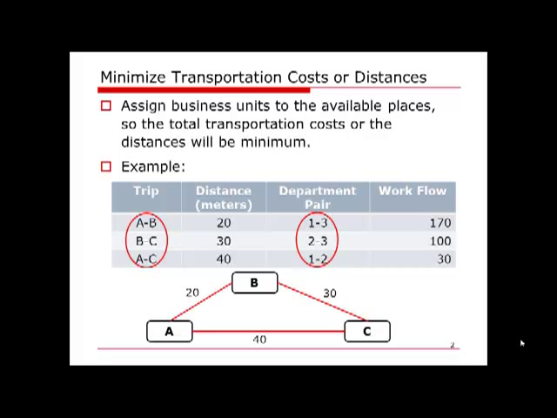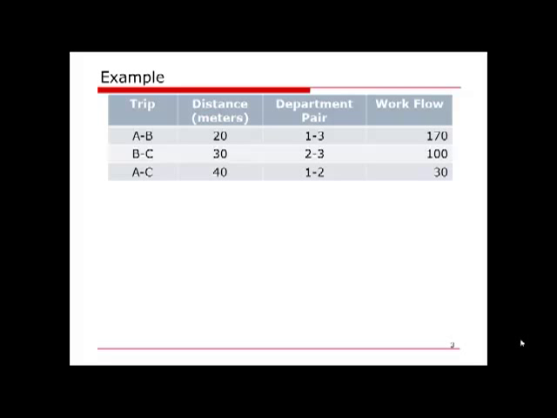Now, we have the three locations, A, B, and C. We also have the corresponding distances between these locations. So A and B have a distance of 20 meters, A and C have a distance of 40 meters, and so on. So how should we allocate the three departments, 1, 2, 3, to these three available locations?